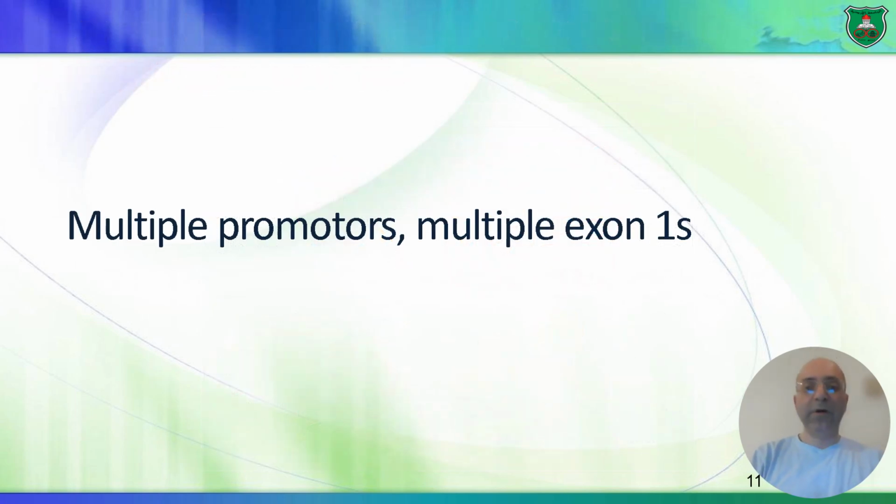Well, let's talk about a third phenomenon. Here we have a gene that can have multiple exon 1s, and each one of them would have multiple promoters. The concept of a gene having multiple promoters, by the way, is somewhat common in the human genome. But let's talk about this one single example.